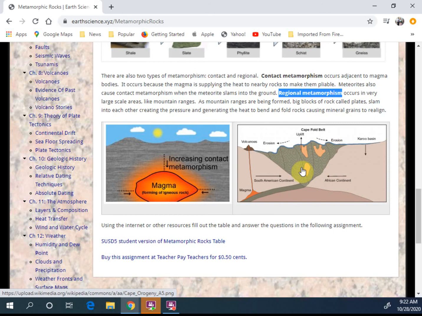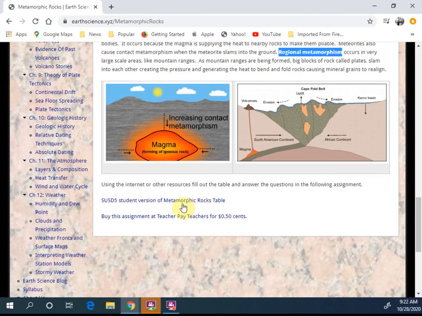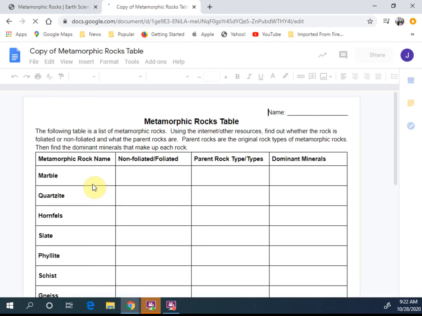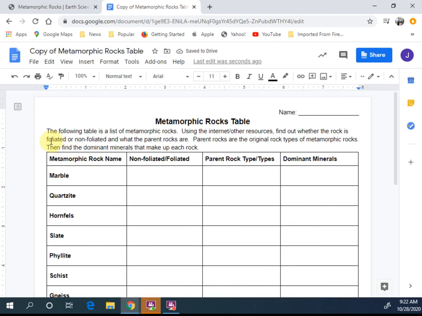Okay, ladies and gentlemen, that's all for the lecture. Your job is to either click on this link or go to the link in your Google Classroom. I'll have both of them loaded, and you will do the following lab. You are going to use the following table below, using the internet and other resources, to find out whether a rock is foliated or non-foliated and what the parent rocks are. And remember, parent rocks are the original rock types of metamorphic rocks.